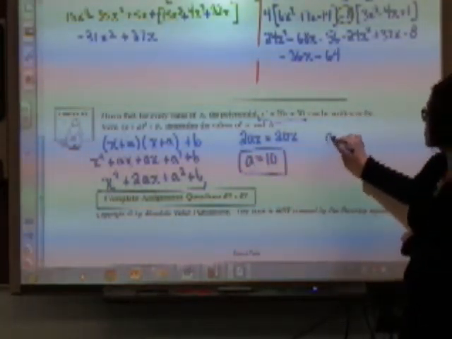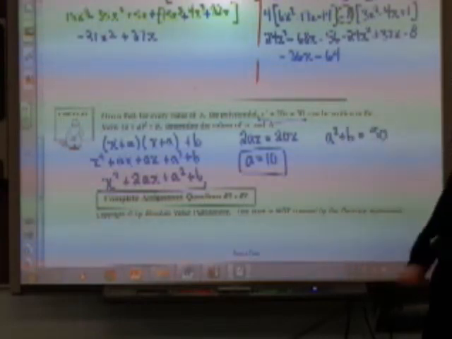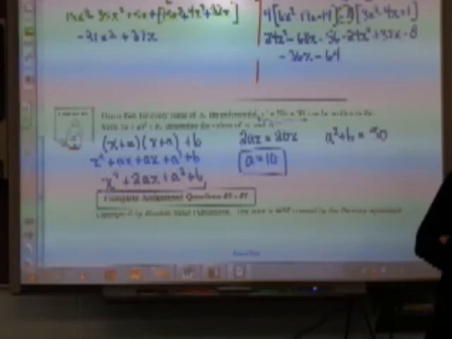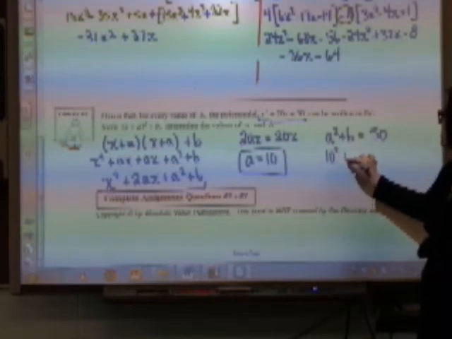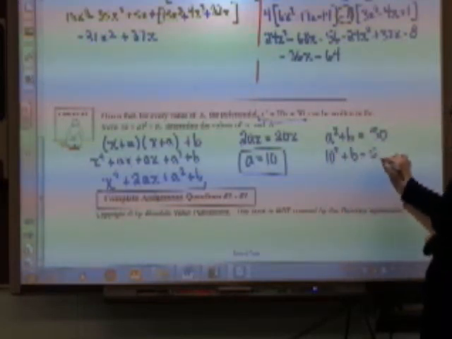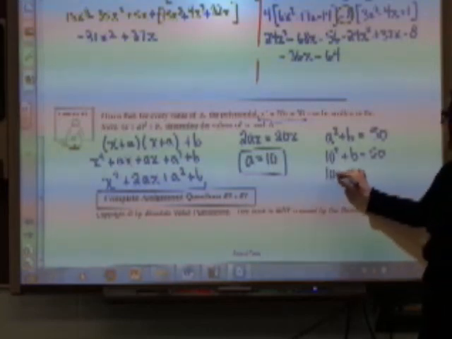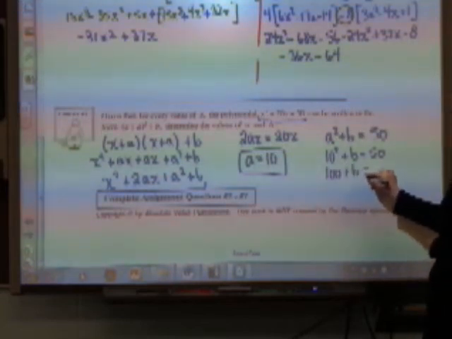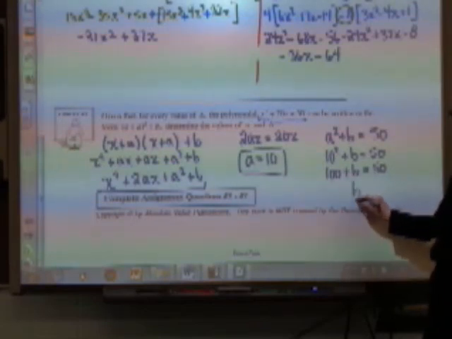And then my a squared plus b has to be equal to 50. Well, what does a equal? 10. What's 10 squared? So what's b going to equal? Good.